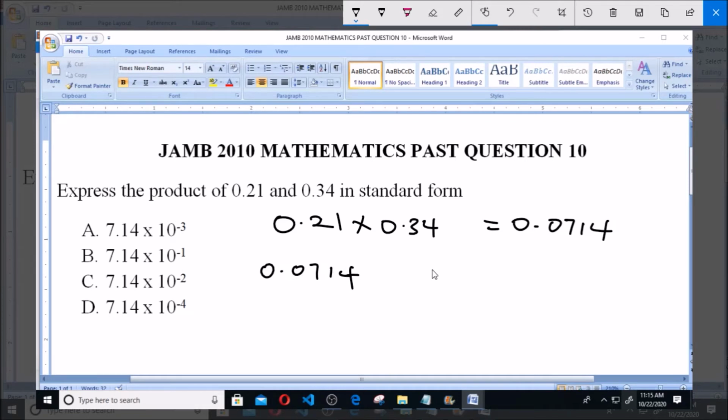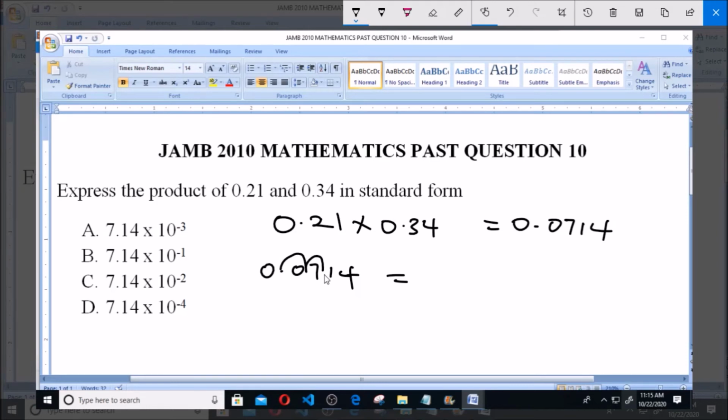Now to write this in standard form, we have to move this decimal place towards after a whole number. That is, we have to move it to the first significant figure, which is 7 here. So moving it to the right will make the power negative, and if we're moving it to the left, the power will be positive. So because we're moving it to the right, we're moving it 1, 2.